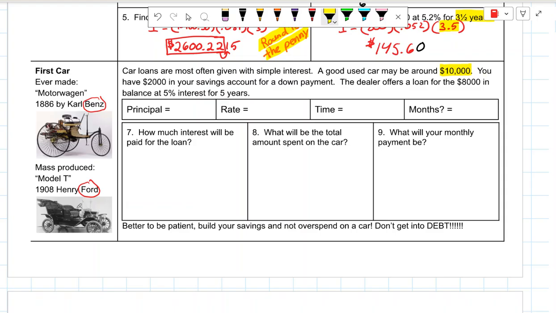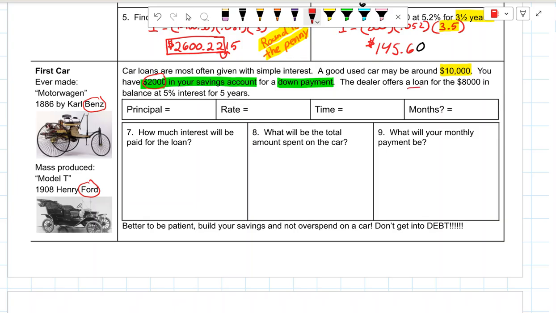So it says you have $2,000 in your savings account. That's a good thing. You've been saving. You haven't been spending your money on Dutch Bros or Starbucks or any other pieces of chocolate. So that's good. Now you're going to use that savings account for a down payment. That means you're going to pay off some of that $10,000. You're going to pay off $2,000 of it right now. So the dealer offers a loan for $8,000 because you used your $2,000 and paid for $2,000 of the $10,000.